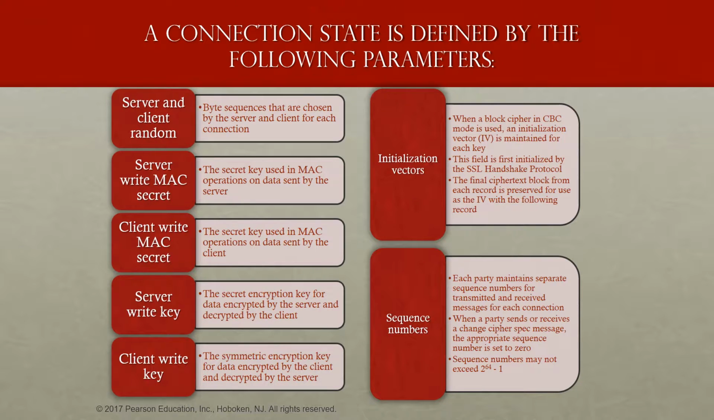A connection state is defined by the following parameters: server and client random, byte sequences that are chosen by the server and client for each connection. Server write MAC secret, the secret key used in MAC operations on data sent by the server. Client write MAC secret, the secret key used in MAC operations on data sent by the client.